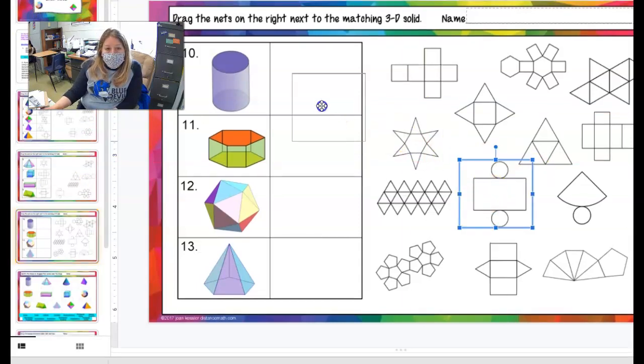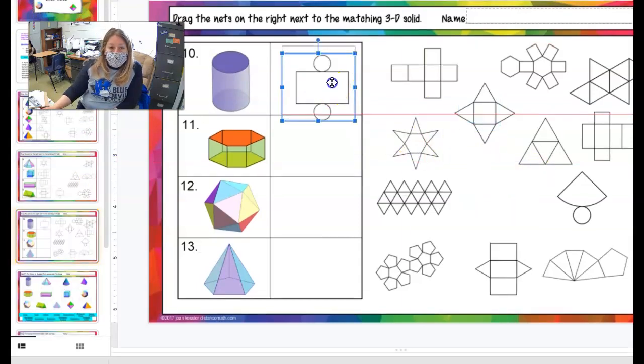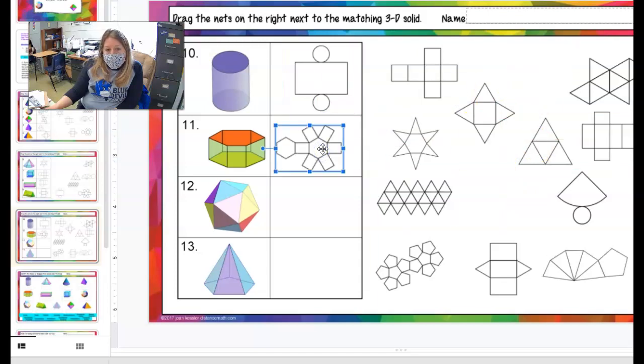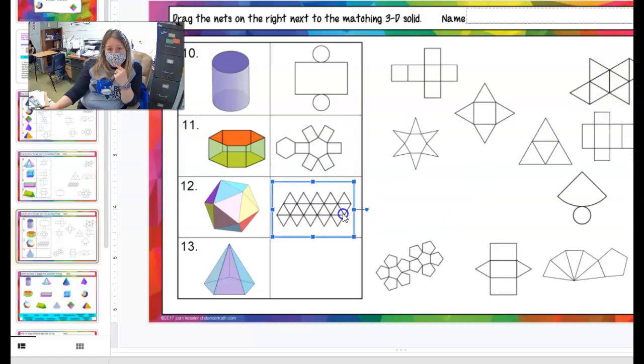Okay, I hope you did that for the cylinder. 1, 2, 3, 4, 5. Hexagonal prism is this guy. Has a hexagon top and a hexagon bottom. And then rectangles for sides. Number 12. Excuse me. All triangles. We already did the one that already had 8 triangles, so it must be this one with a whole bunch of triangles.